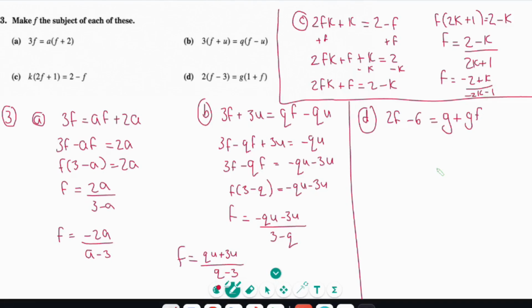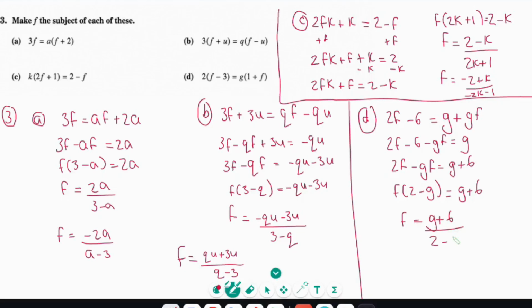Right, D. Making f the subject, so I'm going to subtract gf from both sides. And I'm going to add 6 to both sides. Factorise by taking out f. And then divide both sides by 2 minus g.